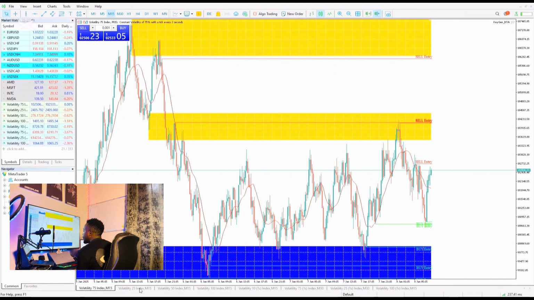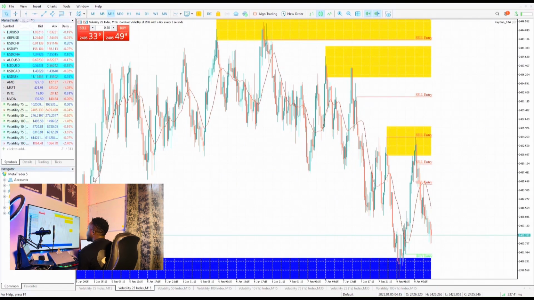Let's take a look at V25. Okay, V25, we're in our 15-minute time frame once again, and let's see how it performed. So you can see that we have got this sell zone, the major one, and we have got another sell zone here and another one here, and we've got a buy zone down here. Okay, so we'll start off from the top.